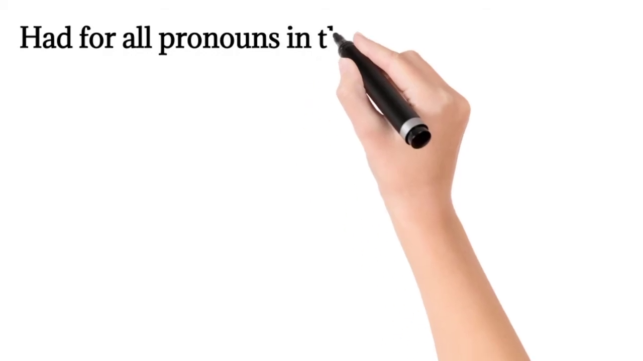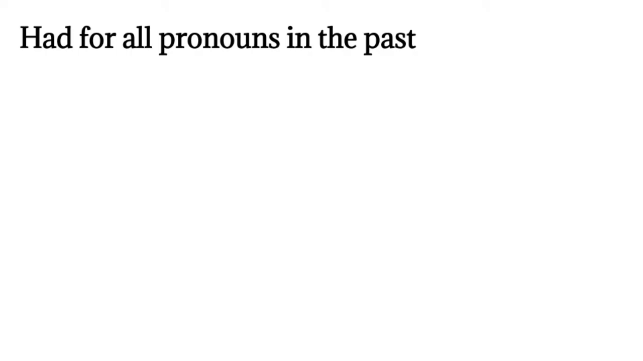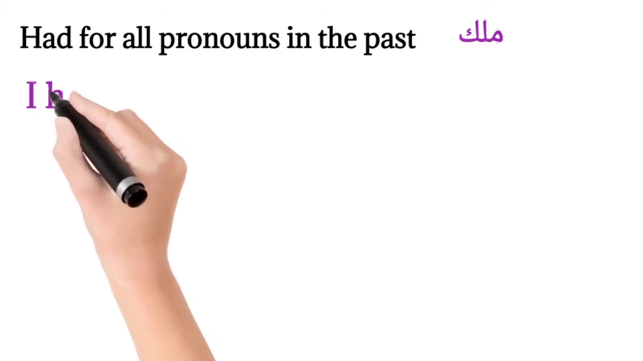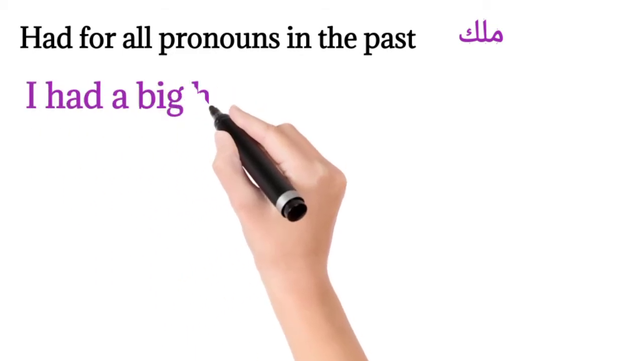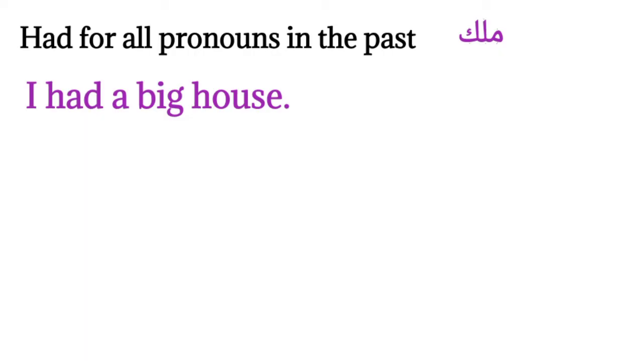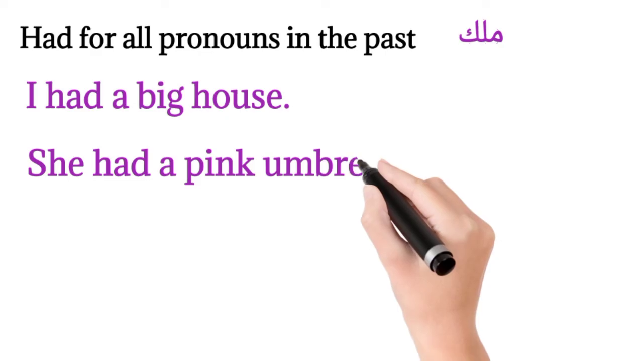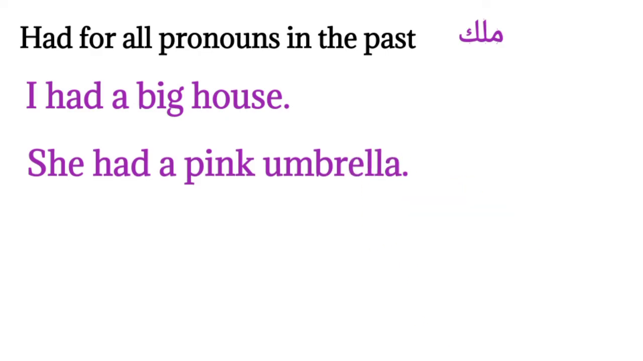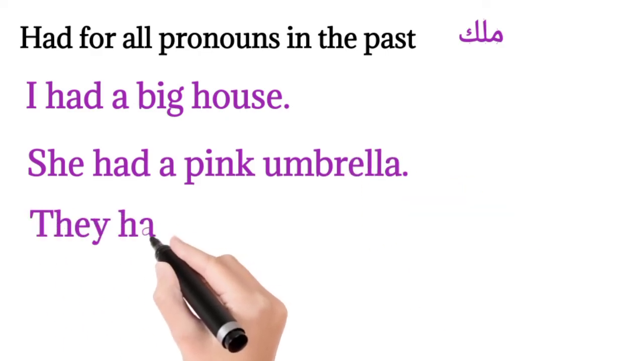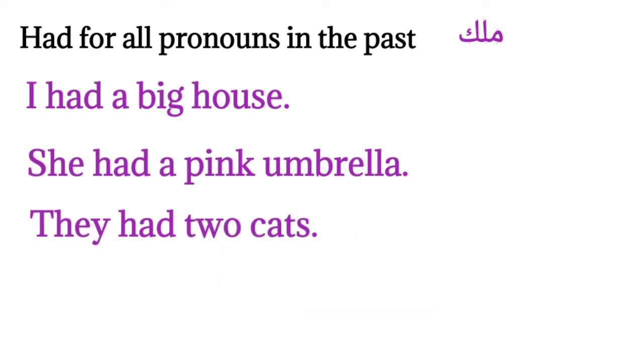Had for all pronouns in the past. تستطيع أن تستخدم كلمة had للتعبير عن ملكية الشيء مع كل الضمائر في زمن الماضي البسيط. I had a big house. أنا أملك بيت كبير. She had a pink umbrella. هي لديها شمسية.